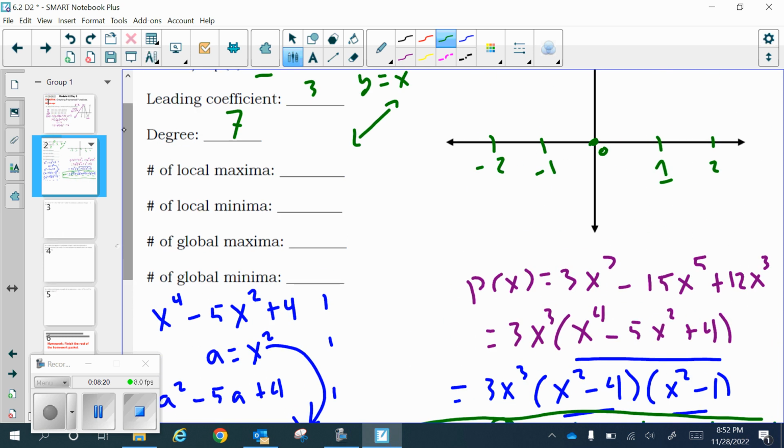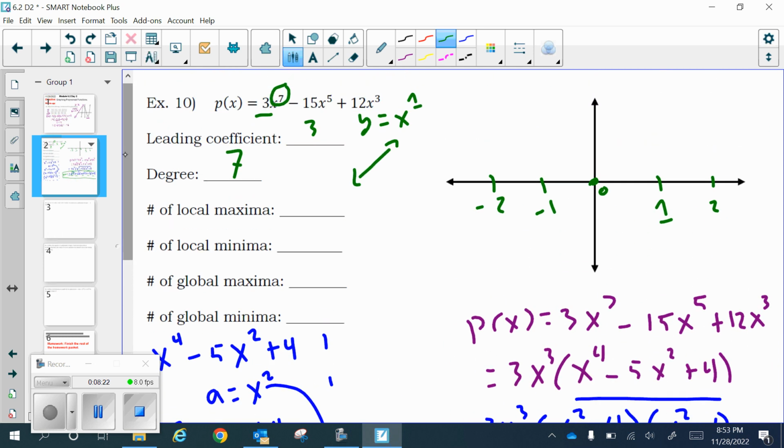I start from the bottom left because I have an odd degree polynomial with a positive leading coefficient. And I'm going to go straight through each of these x-intercepts, except at 0, 0, where I curve into it and curve back out. So I start from the bottom. I'll go straight through that, straight through that.